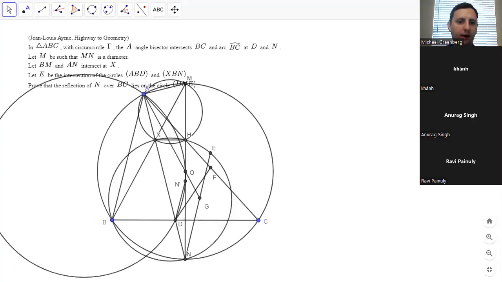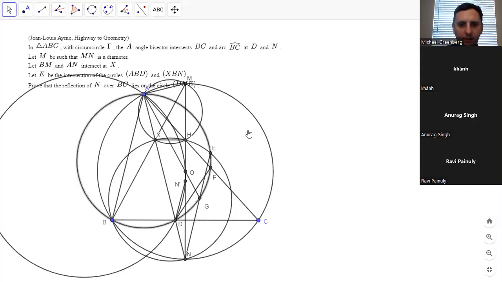So yeah, maybe I should hide that circle just for now. And yeah, we need to show that G lies on that circle A, B, D, G. Well, yeah, I'm going to draw the circle back in just because that's how E is defined.